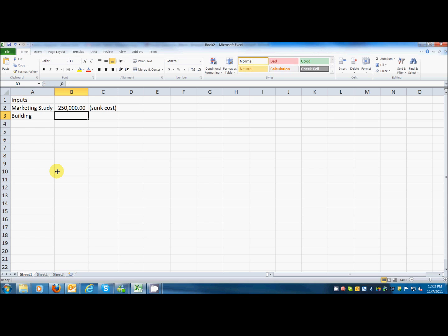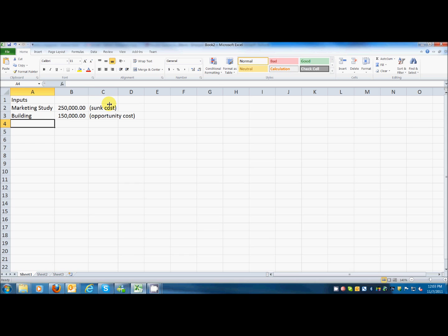And so we're going to put that in here. Building. And I think it was $150,000. There we go. And we're going to put opportunity cost next to it, so we'll remember to include it. Okay, so far so good.